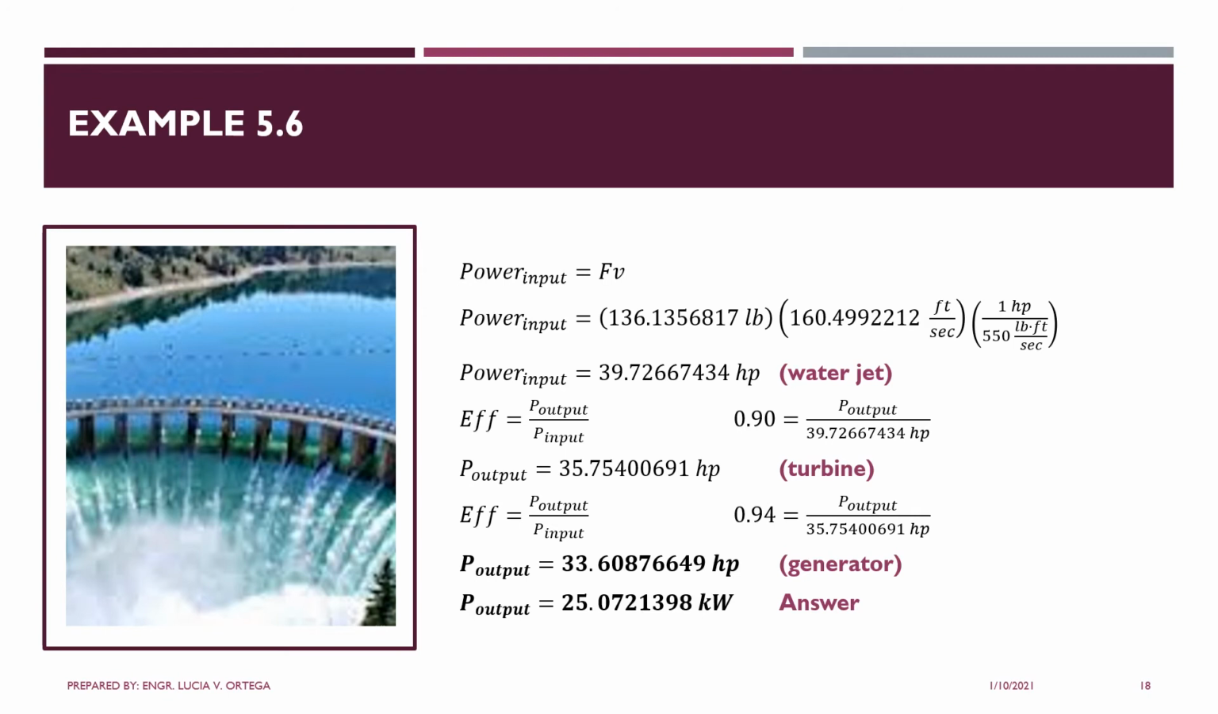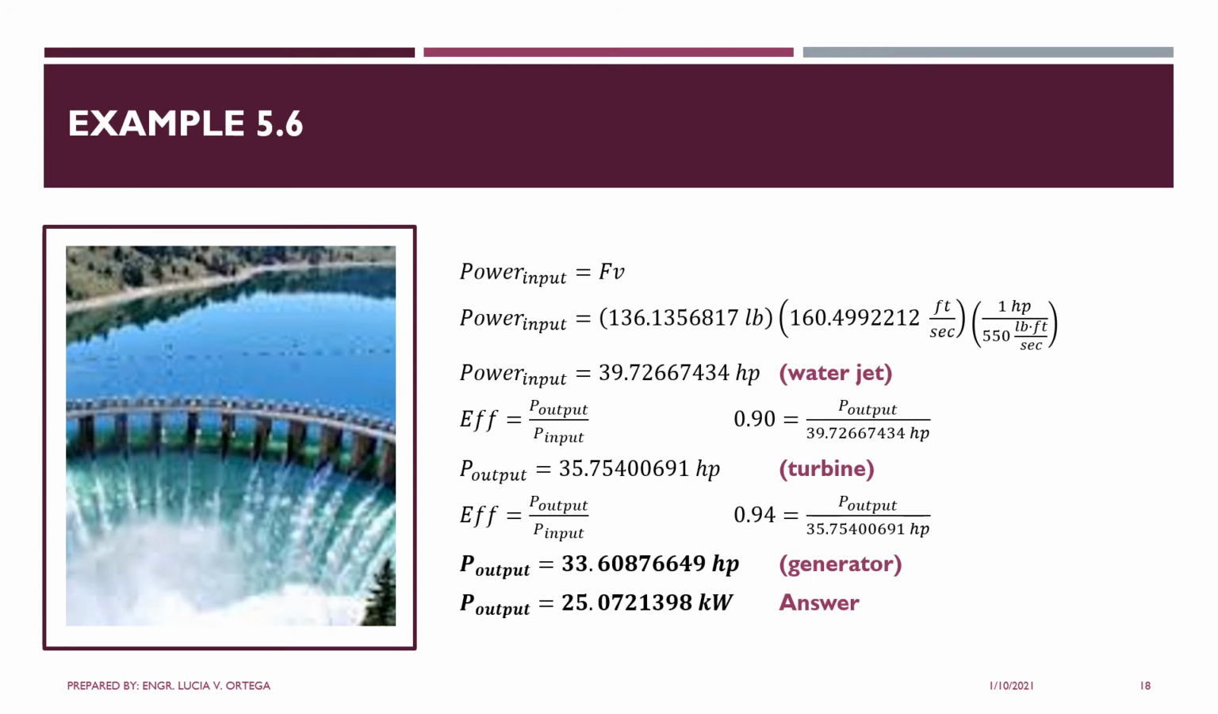This power output of the turbine will be transferred to the generator, so that would be the input to the generator. Using the efficiency equation, we can determine the power output of the generator. That is 94% efficient. Substituting the given to the equation, the power output of the generator is 33.61 horsepower.